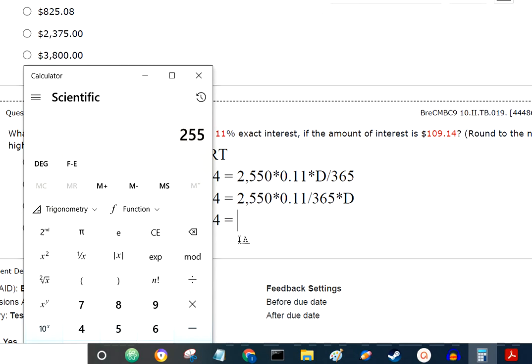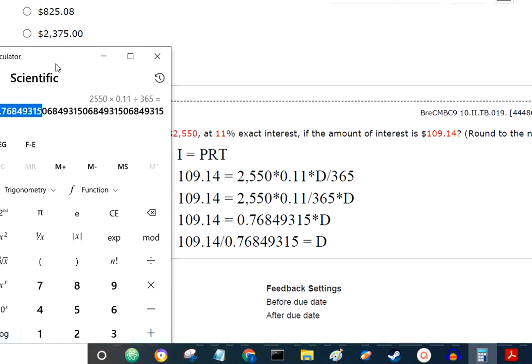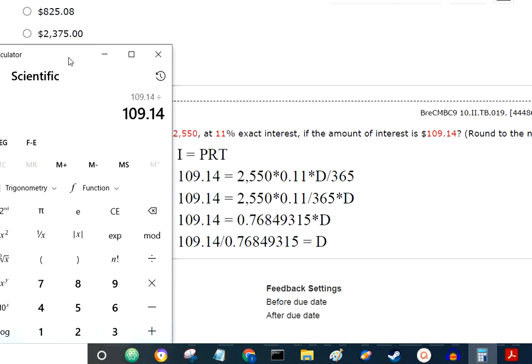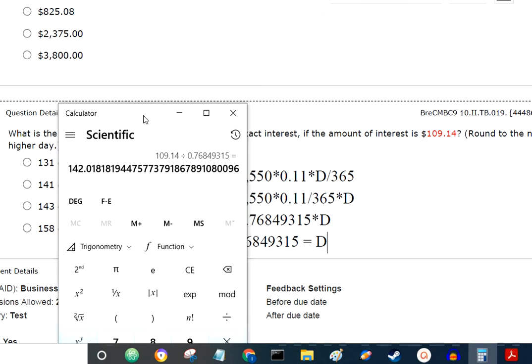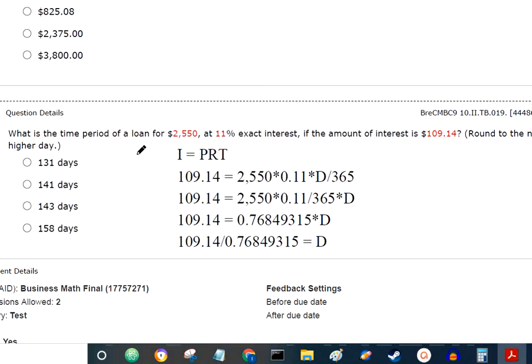Okay, so 2,550 times 0.11 divided by 365. Did I do that right? Yep. Okay, so this is the decimal I'll keep over here. And then in order to get d by itself, I need to divide by that decimal on both sides. So 109.14 divided by that decimal gives us 142.01. Rounding to the next highest day means I've got to round up to 143.